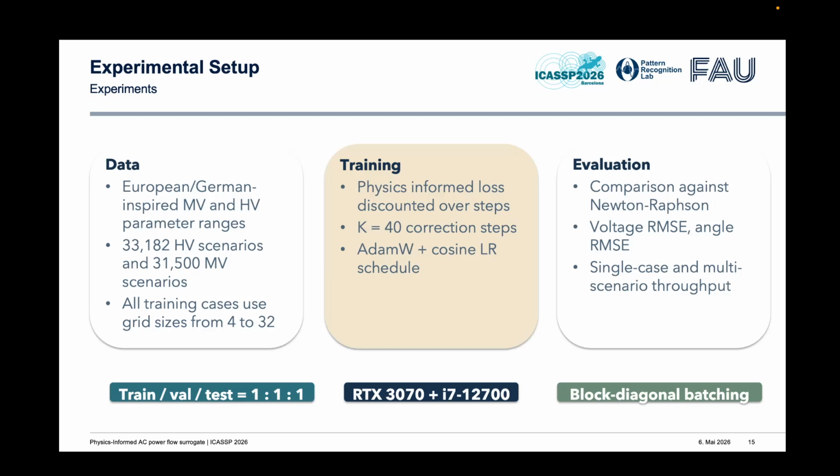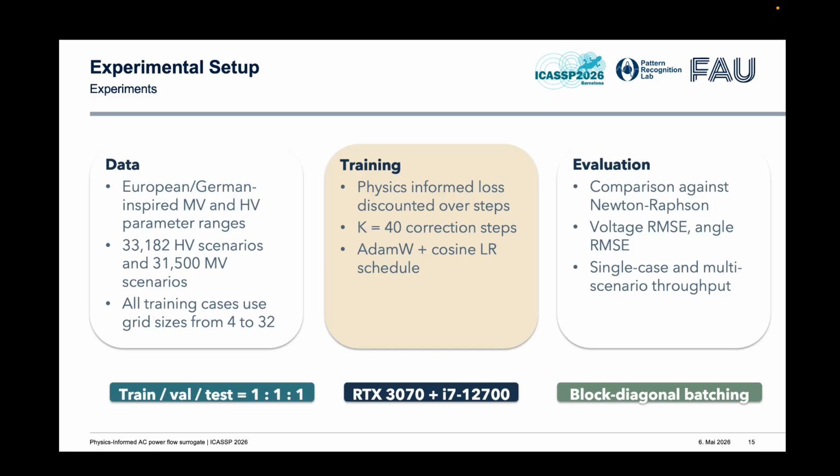And for the training, we only used physics-informed loss discounted over message passing step k without using any supervised loss based on the Newton-Raphson layer. And we used the AdamW optimizer and cosine learning rate scheduler for the training. The training, validation, and test split was equally divided as we can generate the synthetic data based on the given parameters. And we used a machine with an RTX 3070 and i7 20-core CPU. And for the batching strategy, we used block diagonal batching rather than same-size batching.